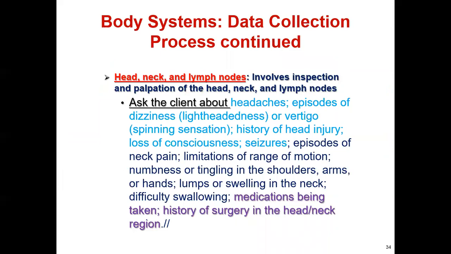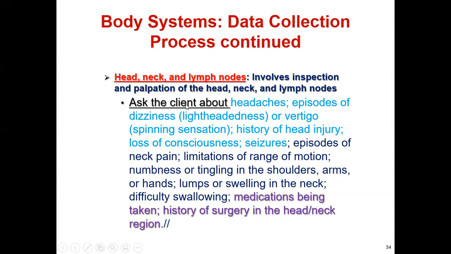And here I'm going to talk about head, neck, and lymph node. So how do we have to examine the lymph node? Because lymph node is a part of the head and neck area. So it involves inspection and palpation of the head, neck, and lymph nodes.